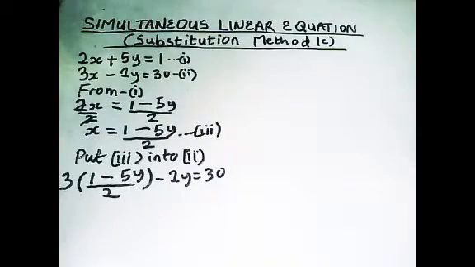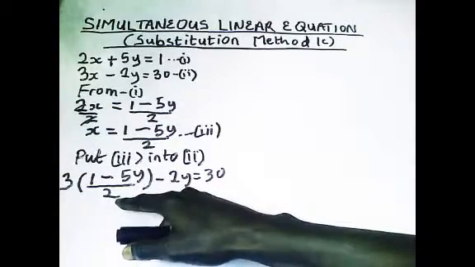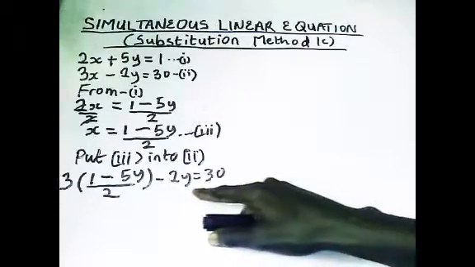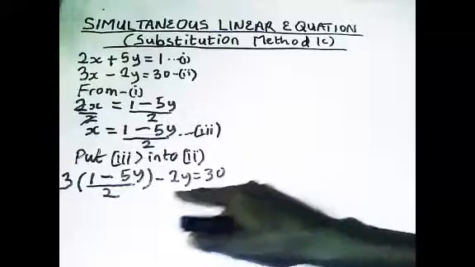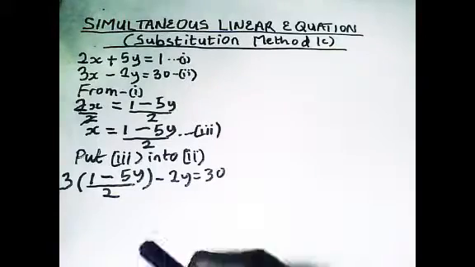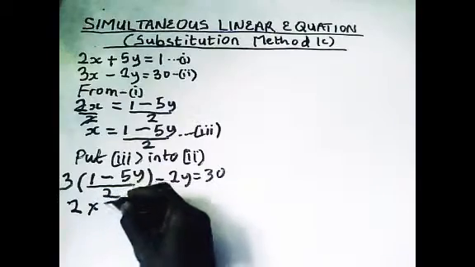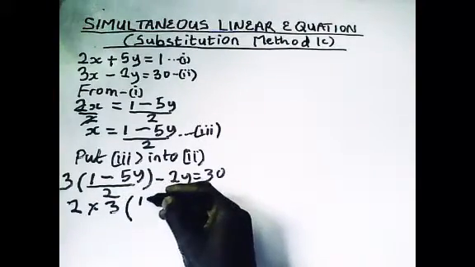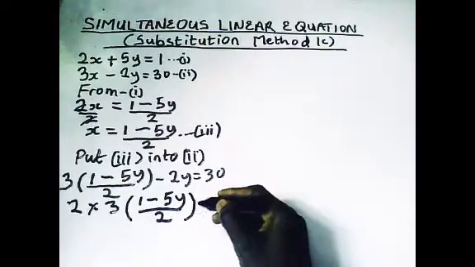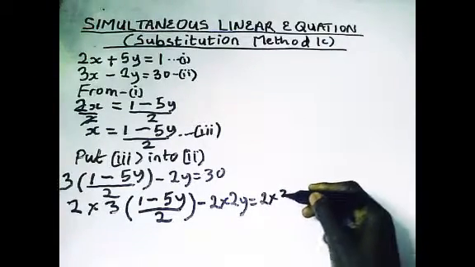Now at this point, what do we do? You can see that we are having a fraction. We need to clear this fraction. And how do we clear this fraction? We use this 2, which is the only denominator that is here. There is no other number here except 1, which is invisible. So we are going to use this 2, which is the LCM, to multiply each of these terms. So 2 will come here to multiply 3 to become 2 times 3, open bracket, 1 minus 5y upon 2, close bracket, minus 2 times 2y equals 2 times 30.